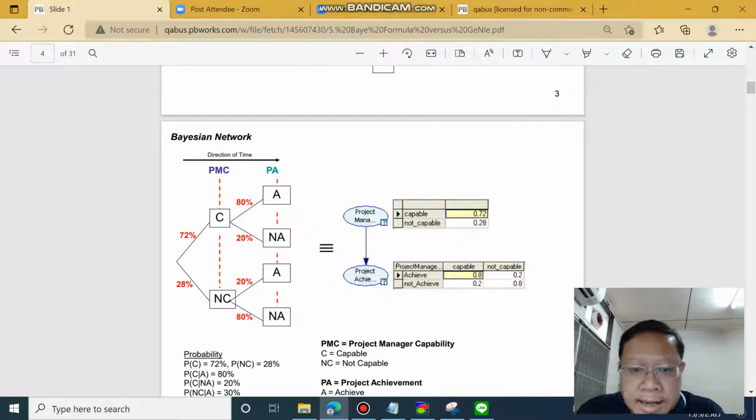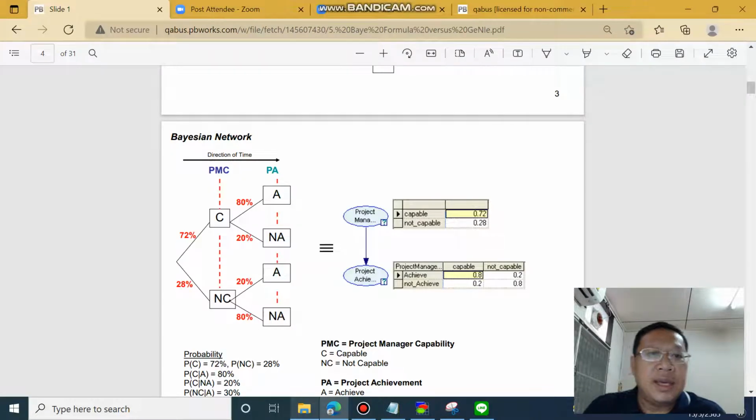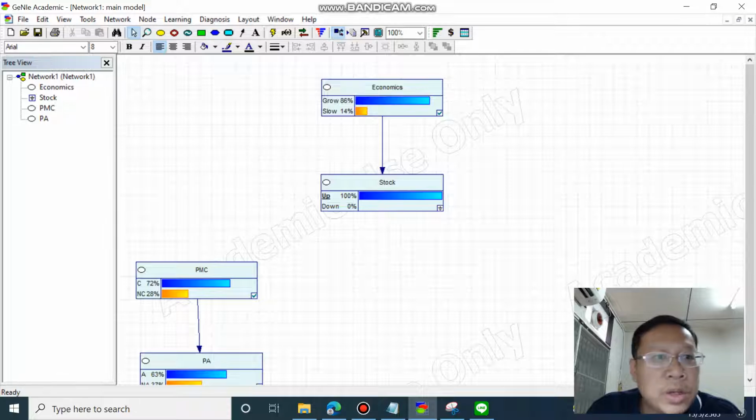Okay, this part, I think, is part number 8, about Bayesian network. So we go to Genie. When you install Genie, just open it.